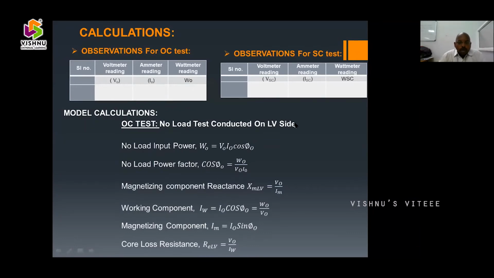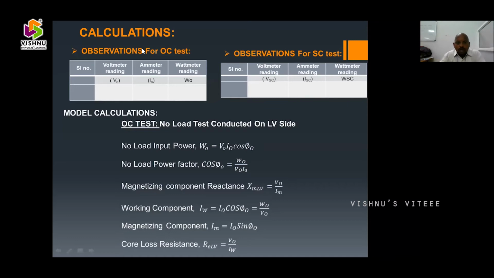Now, up to now, we have completed the practical experimental procedure of the OC and SC tests on a single phase transformer. After getting the experimental readings, how do we calculate the efficiency of a particular transformer? Now we will see the step-by-step calculation procedure for finding the efficiency of a transformer.